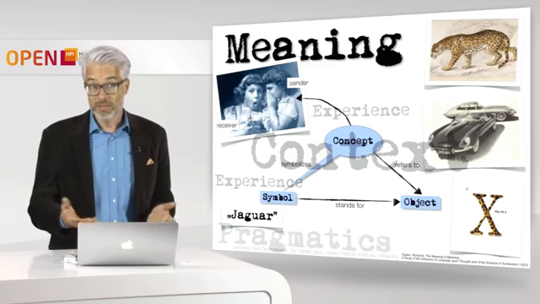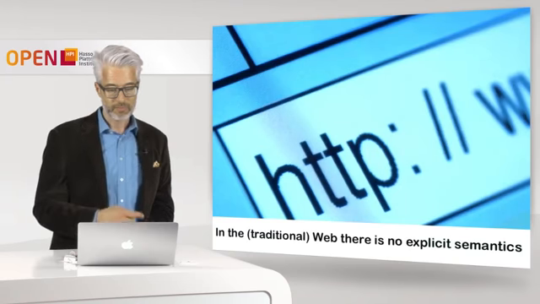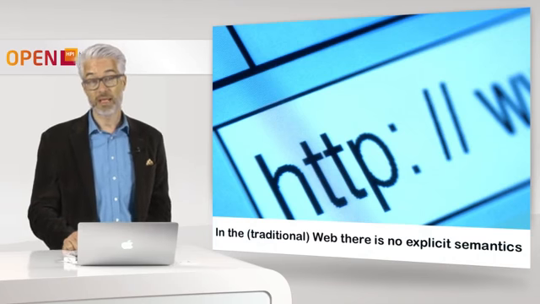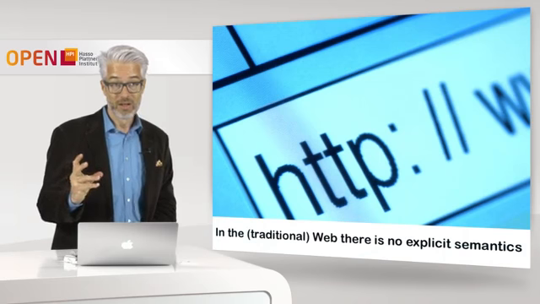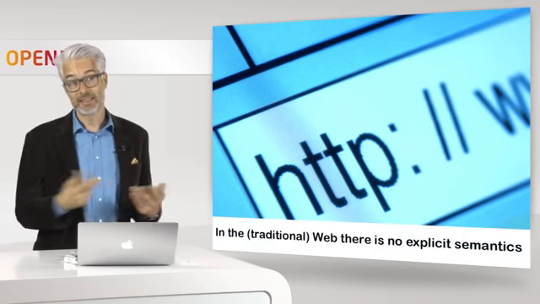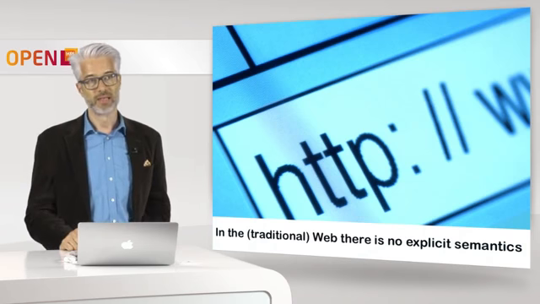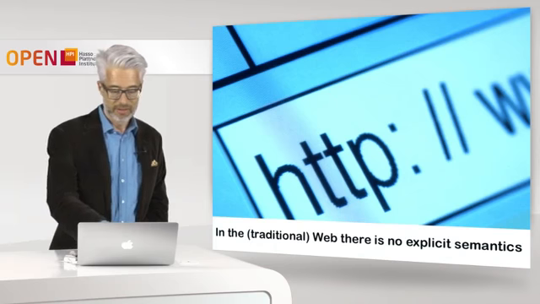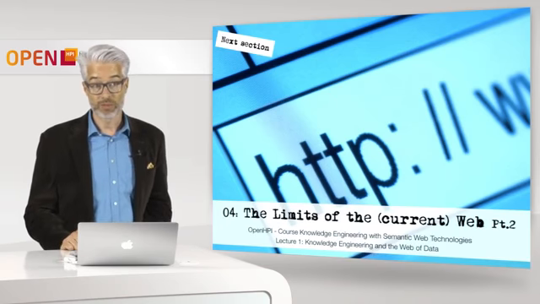Okay, what does this mean for the information that is put on the web? In the traditional web, we have the problem that you don't have explicit semantics. It means the meaning of the information is hidden within the natural language of all the web documents. And in the next part of the lecture, we will see what this really means for information processing in the web. So we will look at the limits of the current web again.